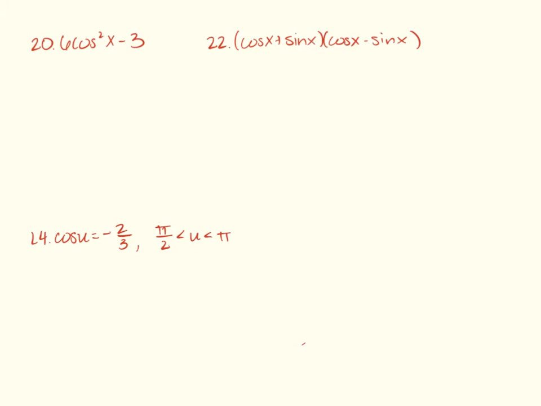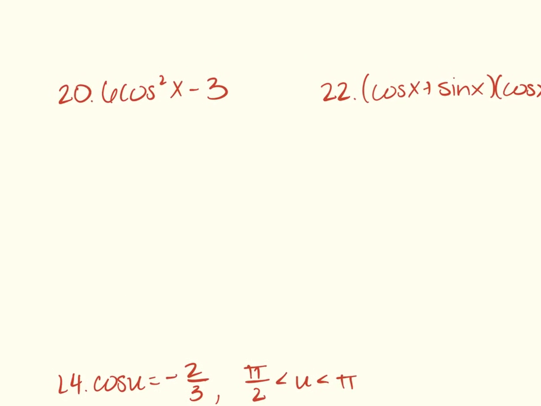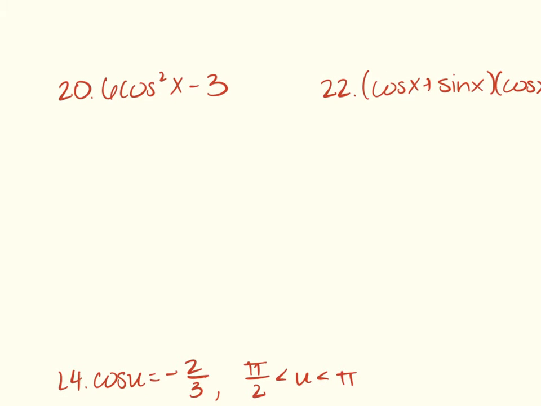For 20 and 22, we just want to simplify the given expression using identities. In 20, they gave us 6 cosine squared x minus 3. It looks kind of like my formula for cosine 2 theta, but it's a little bit off. So what I'm going to do first is factor out a 3. So I get 3 times 2 cosine squared x minus 1. 2 cosine squared x minus 1 is my identity for cosine 2 theta, and that's as simple as it's going to get. Okay, so we're just using the double angle formula to simplify it.